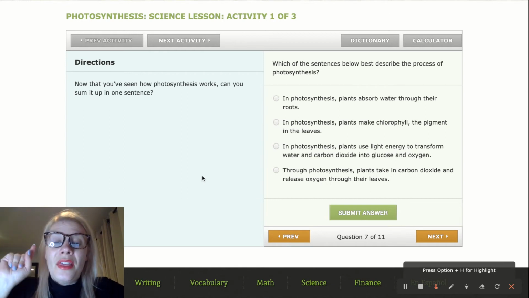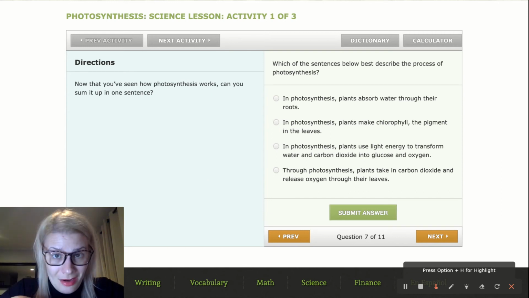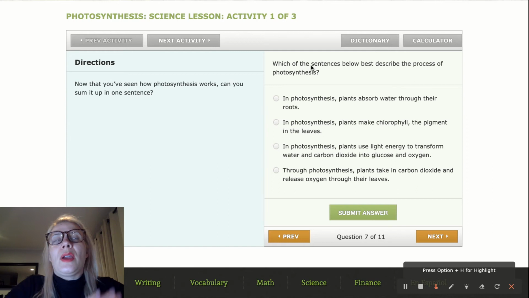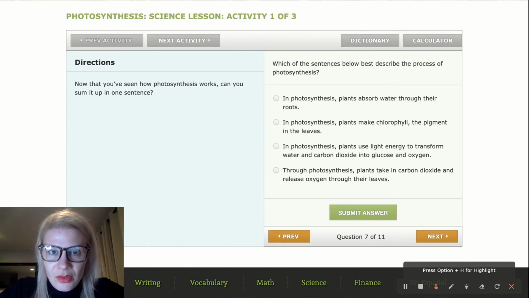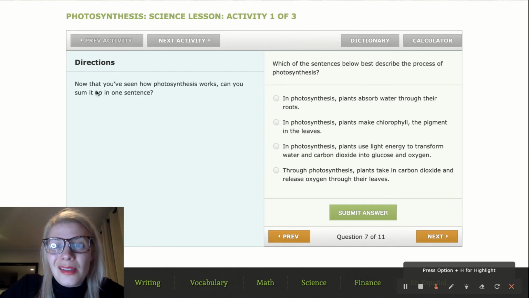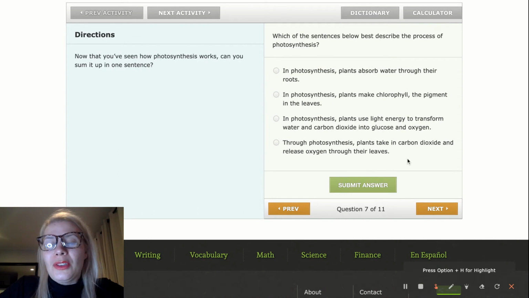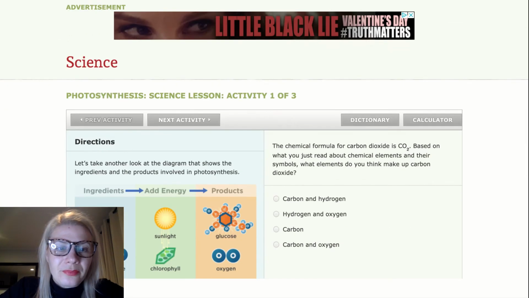Now, I will tell you, there are multiple correct answers here, or true statements, I should say. But remember, it's asking about describing the process of photosynthesis. So what sums up that photosynthesis process or goals in one sentence? Choose which response you think is correct, submit your answer. Let's look at the next question.